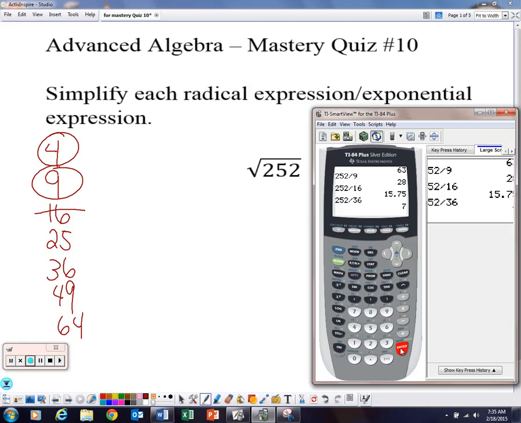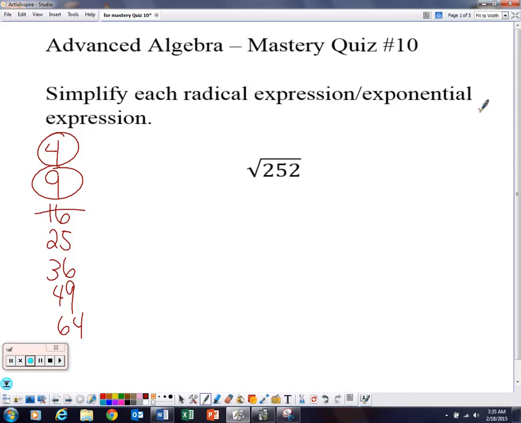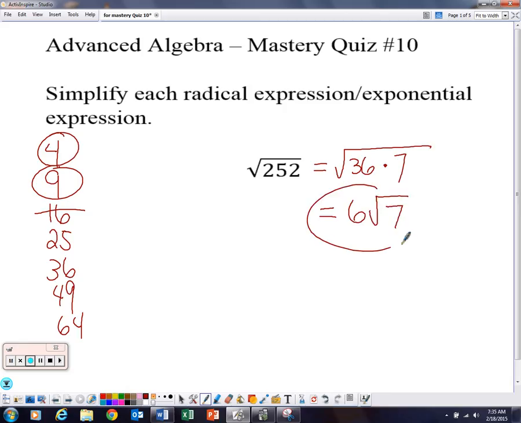Aha! 252 divided by 36 gives me 7. And I know I can't break 7 down any further. So 36 and 7. 36 is the perfect square. So I can rewrite this as the square root of 36 times 7. Since 36 is a perfect square, the square root of 36 is 6. So this becomes 6 square roots of 7. Next.